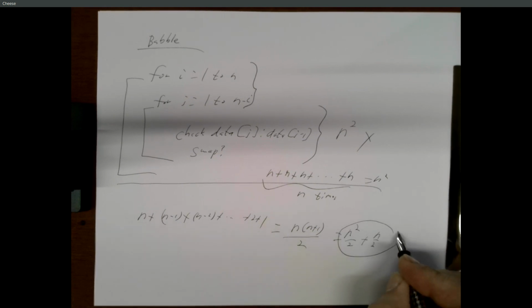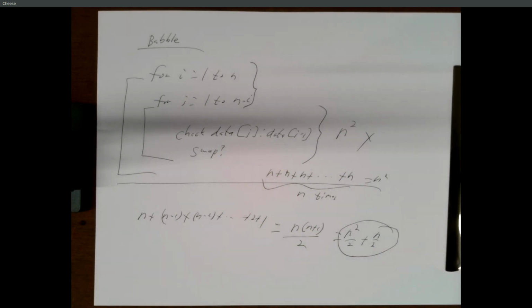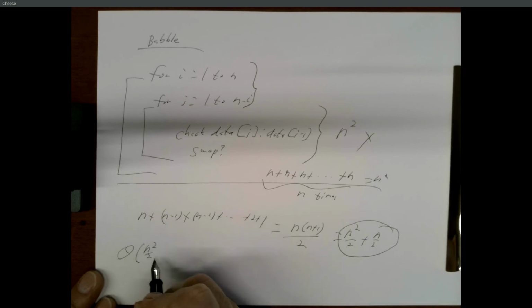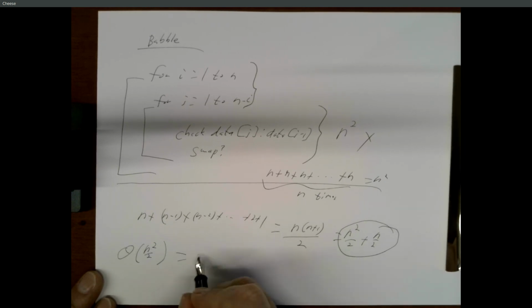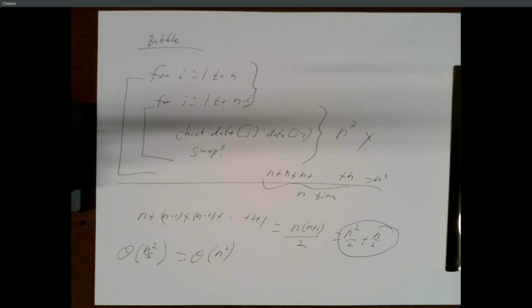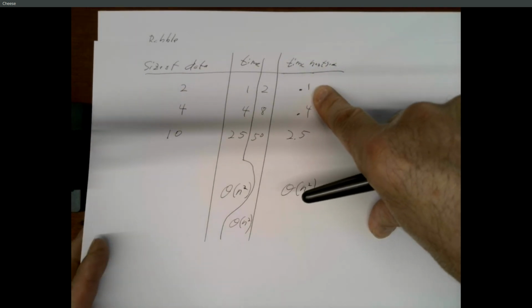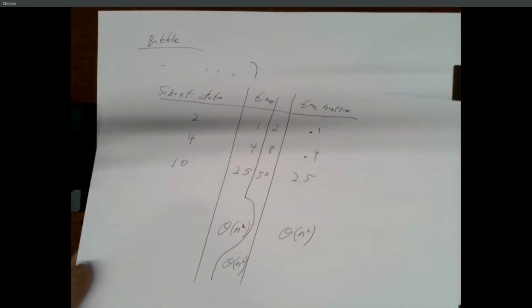So it looks like instead of order n squared, it should be order n squared over 2 plus n over 2. That's really no different. So order of n squared over 2 is the same as order of n squared. That's just another scaling. Here we've got n divided by 10. It's still order n squared.